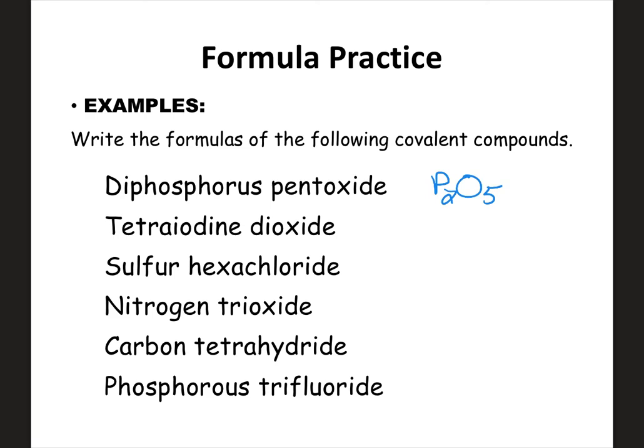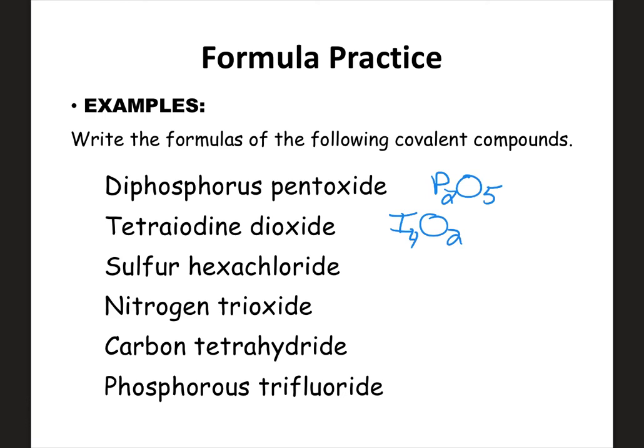All right. So then when we go to the second one here, tetraiodine dioxide. The first element's going to be the iodine. And the second element, again, is going to be oxygen. And the prefixes tell us how many there are of each. Tetra is four. So it's I4, di is 2, I4O2. And notice we don't simplify this. Even though those numbers are both even, they don't get simplified like you would see in ionic. It just stays as I4O2.